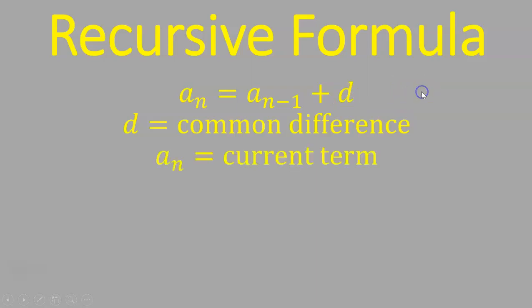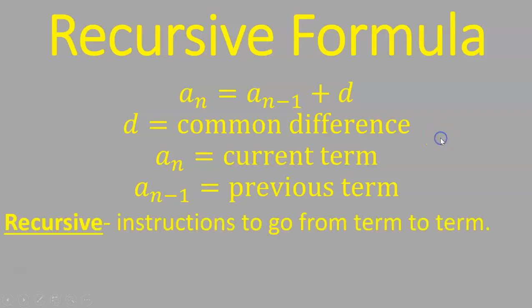Now this a sub n minus 1, and this a sub n, which we had before, a sub n is just the current term. The position of interest is a sub n. A sub n minus 1 is really the secret to the recursive formula. A sub n minus 1 is the previous term. So if you're at a certain term of interest, a sub n minus 1 would be the term before that. And that's again the magic, what sets recursive apart.